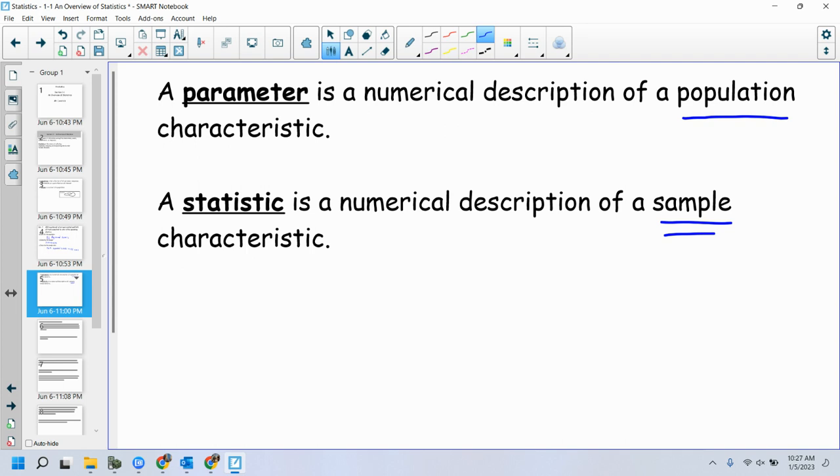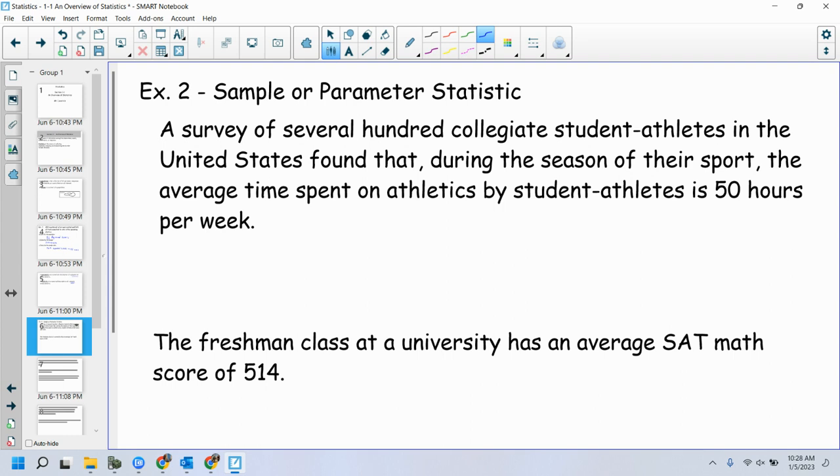Like if I said, okay, I'm going to take Mr. Laverick's fourth period statistics class, and I asked, how many hours do you sleep at night? That's a parameter of my class, because I'm taking every student within my class. But if I only went to this table and asked, how long do you guys sleep at night, just you three, and then took a sample out of that, then that would be a statistic, because I'm taking a subset of that population and finding the value off of that. So let's decide.